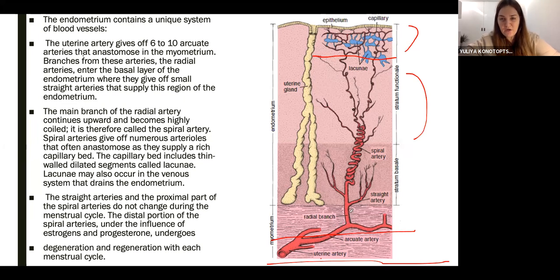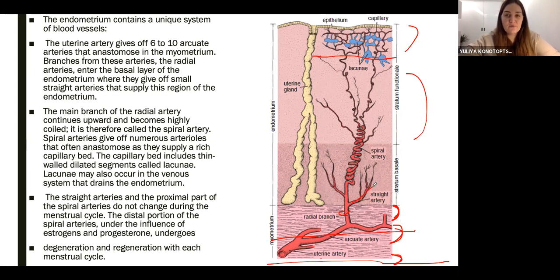And then you're going to see that the arcuate arteries give you a radial branch. The radial branch is within the subvascular layer of the myometrium, right? So don't forget, this is the vascular layer, this is the supravascular layer, and this is the subvascular layer. The radial branch is the one entering into the stratum basale. And in the stratum basale, you're going to see that it gives you 2 branches. The radial artery will give you straight and it will give you spiral.